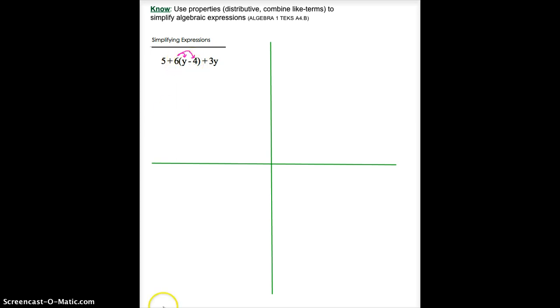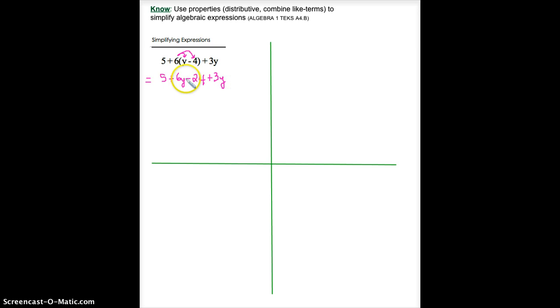Since we're not doing anything with the 5, we're going to bring that 5 down for now, and then we're going to add. Now if we multiply this through, we get 6 times y, which gives us 6y, and minus, bring the minus sign down, 6 times 4 is going to give us 24. Then I'm going to bring down the 3y as is because I'm not doing anything with it right now.